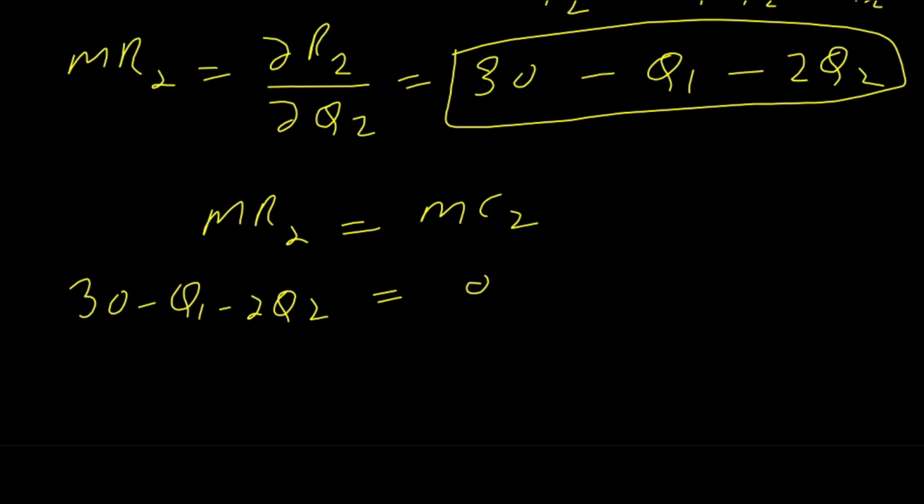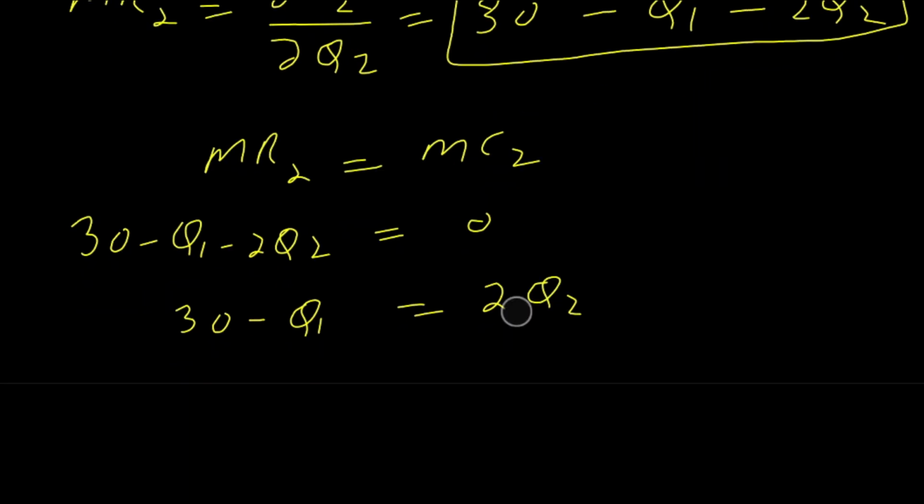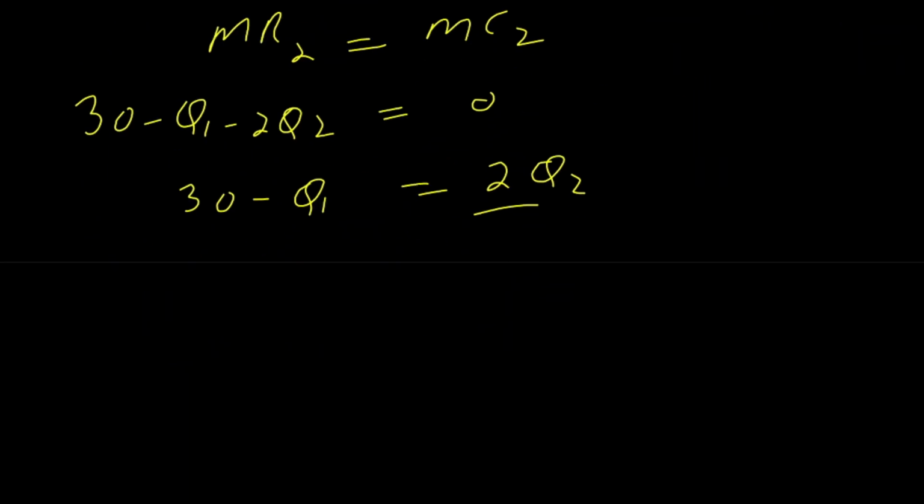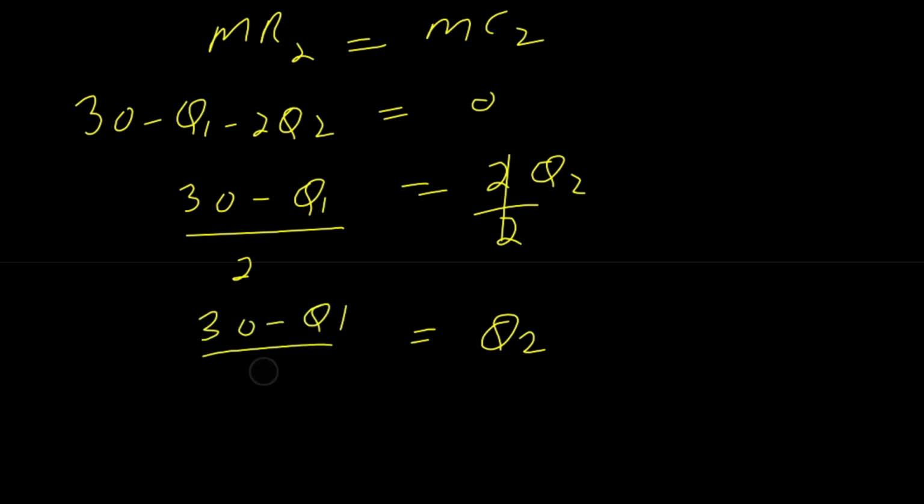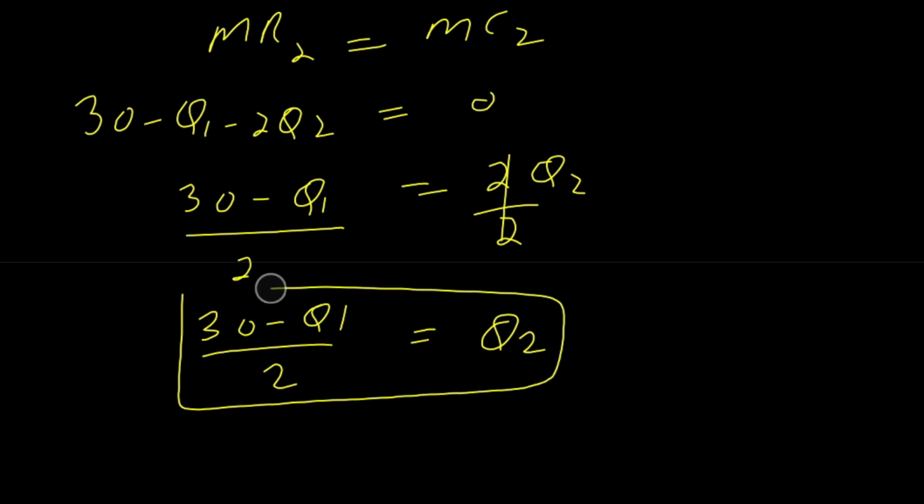We can move 2Q2 to the right hand side, and it was negative on the left hand side, so when we move it to the right hand side it will become positive, and we have 30 minus Q1 on the left hand side. Now we have to solve it for Q2, so divide by 2 on both sides, so 2 and 2 will be cancelled, and now we find Q2 equals 30 minus Q1 over 2. So this is the reaction function of firm 2.